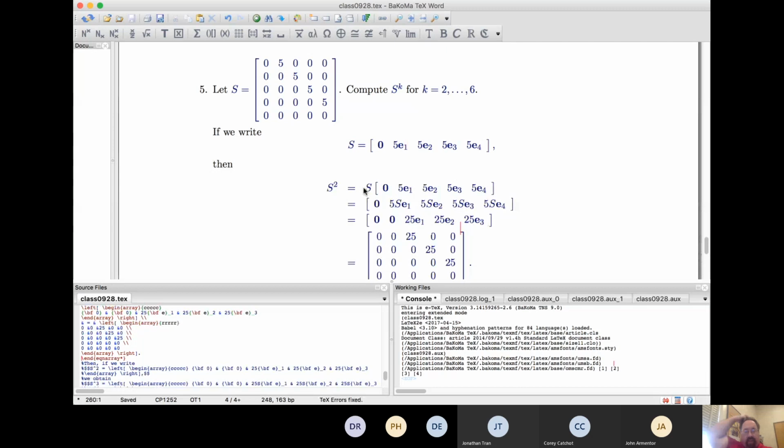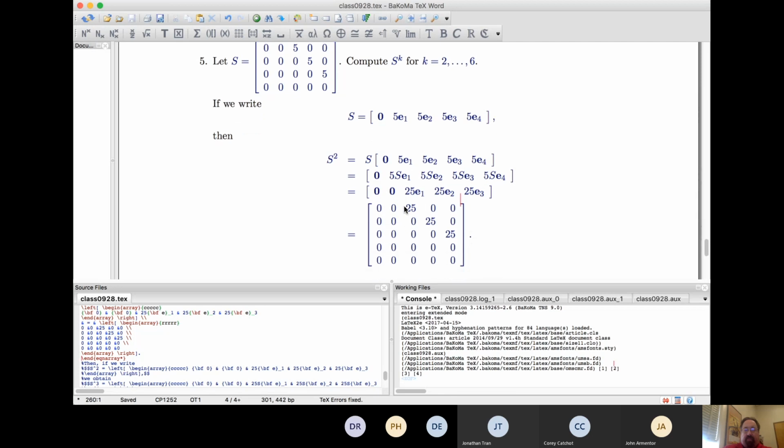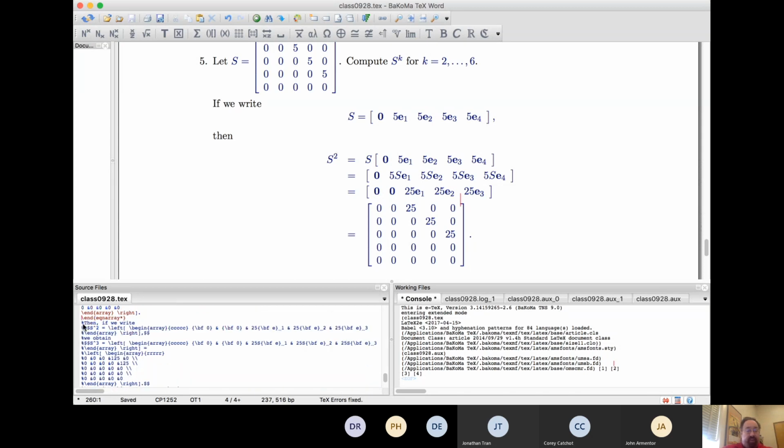Now we take a look at the original S. Here, where these zeros are, that's the main diagonal. We had nothing there, but then we have these 5s along the first diagonal above it. We squared it. We have 5 squared, which is 25, but not on the first diagonal anymore. It's on the second diagonal above the main one. And you can continue this process to see what S cubed would be.